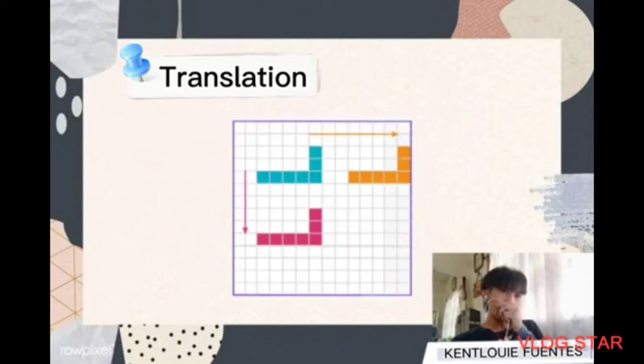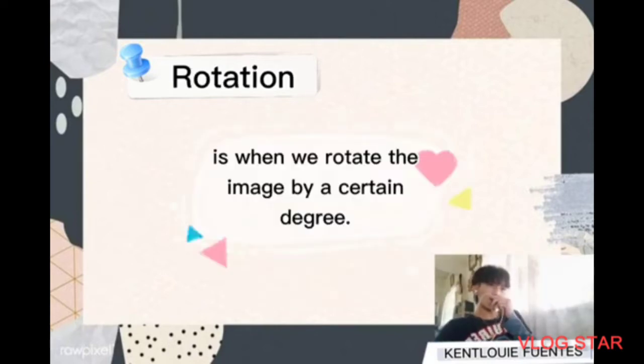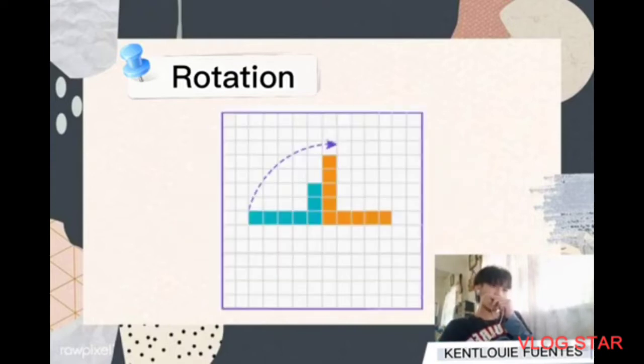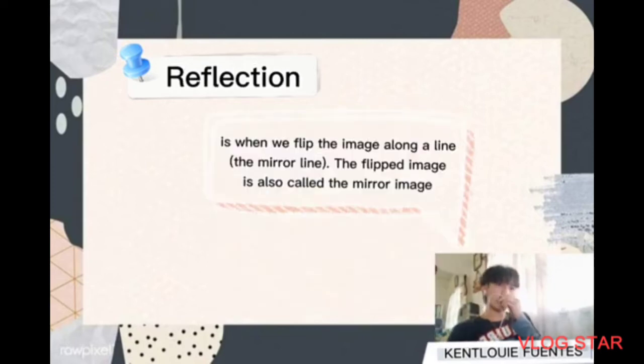For example, the given shape in blue is shifted 5 units down as shown by the red arrow, and the transformed image is shown in yellow. Also moving the blue shape 7 units to the right, as shown by a yellow arrow, gives the transformed image shown in red. Rotation is when we rotate the image by a certain degree. For example, on rotation of the blue image by 90 degrees, we get the yellow image.